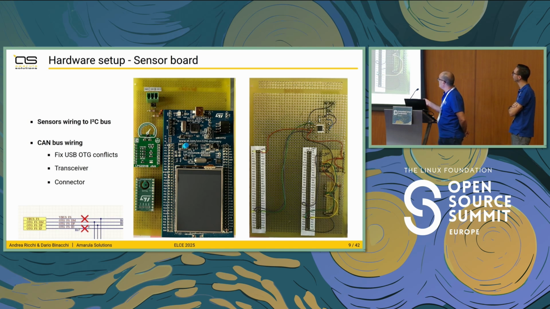In the image on the left, there is the top side of the sensor board showing the discovery board, the sensor, and the CAN bus connector. While on the right, there is the bottom side of the board. On the left, the connection between the microcontroller and the CAN transceiver, and on the right, the connection from the sensor to the I2C bus.